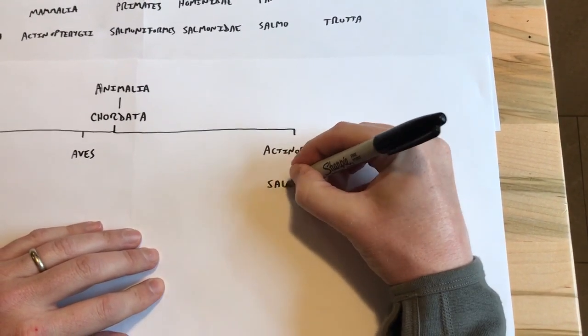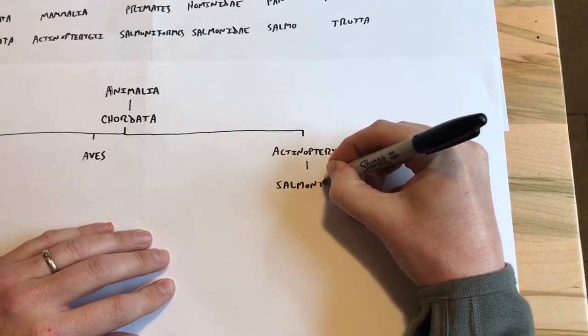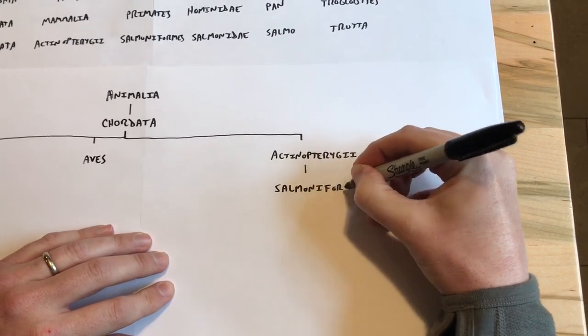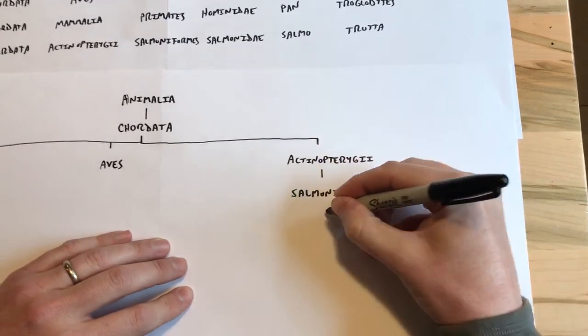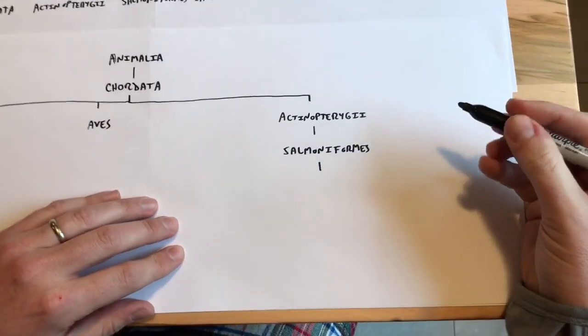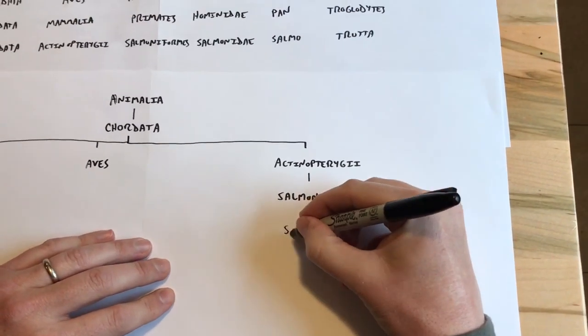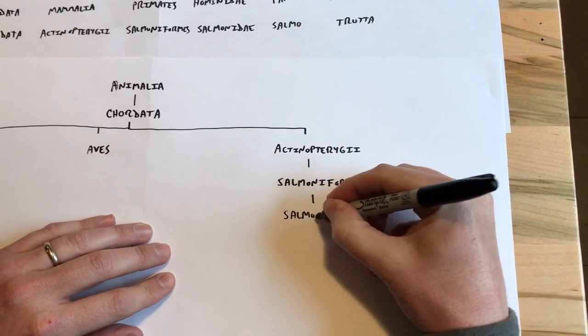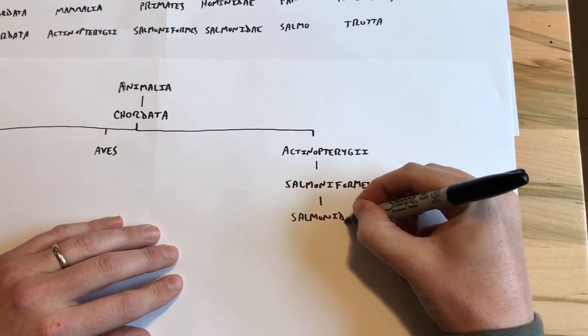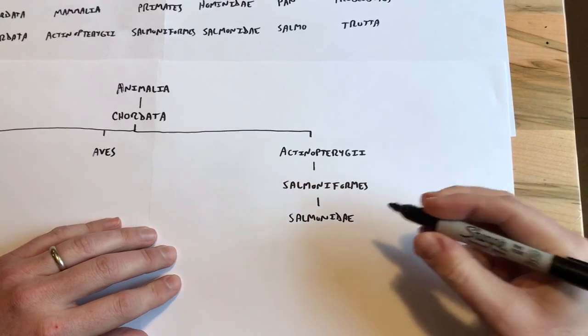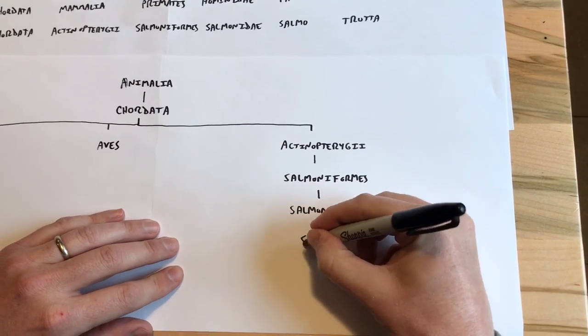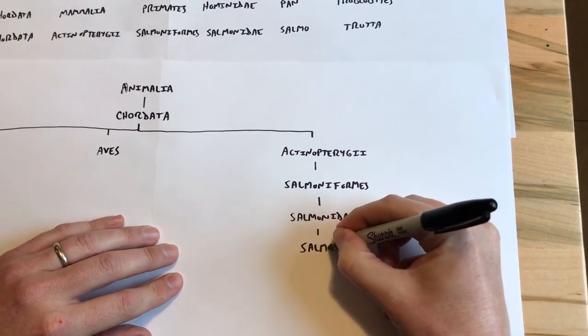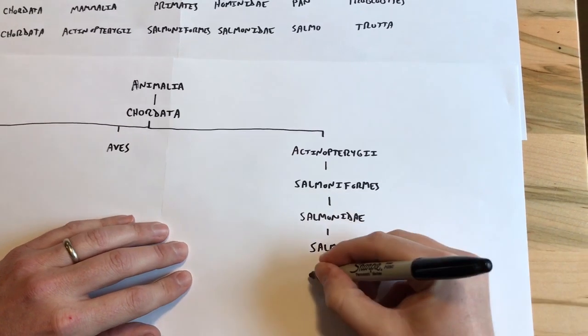So that is the order name. The family name was Salmonidae. And the genus name was Salmo. And the species name was Trutta.